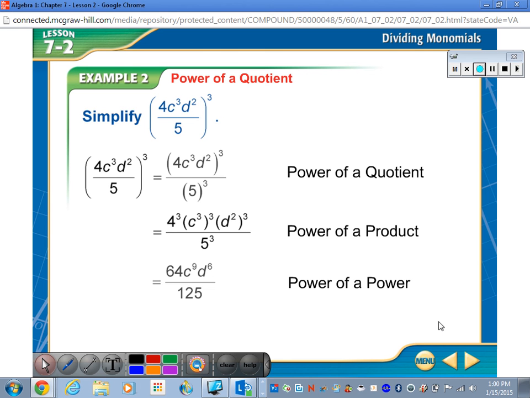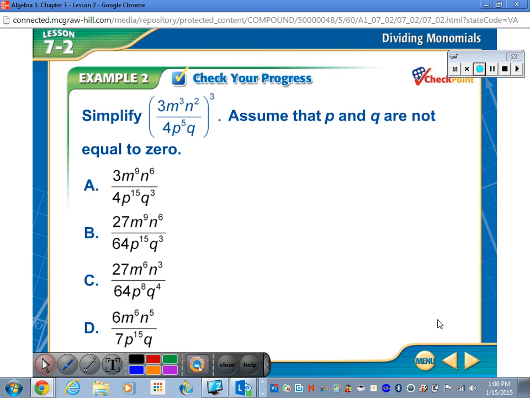Again, please keep in mind you can pause or replay anytime you need to. And so there's your answer. Now the 64 over 25 does not reduce down because 4 over 5 didn't reduce down. All right. Okay, so now here's one for you to do. Okay, again, assuming that P and Q are not equal to 0. So pick out your answer, and you should answer that one.